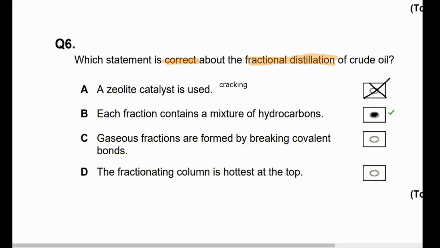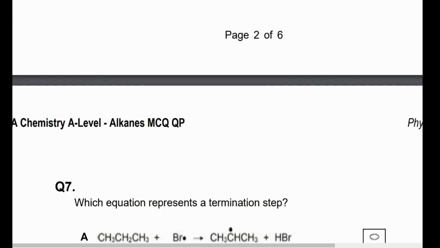Well, yes, that is absolutely true. For instance, one of the things in petrol is octane, but there are many other hydrocarbons. Gaseous fractions are formed by breaking covalent bonds. No, no. We separate based on the weak intermolecular forces, the van der Waals forces between the different molecules, and the longer chain ones have stronger van der Waals forces. So it's nothing to do with breaking the covalent bonds, and the fractionating column is colder at the top, as we know, and hotter at the bottom.